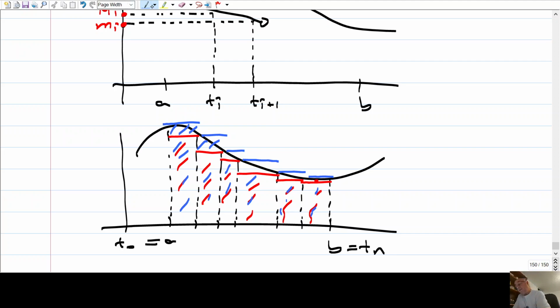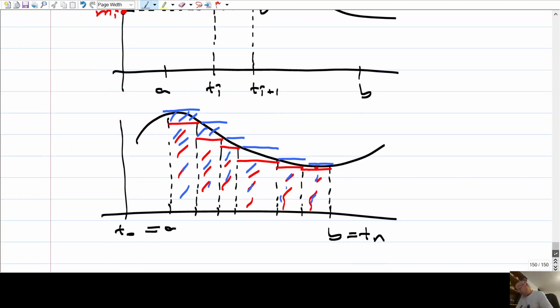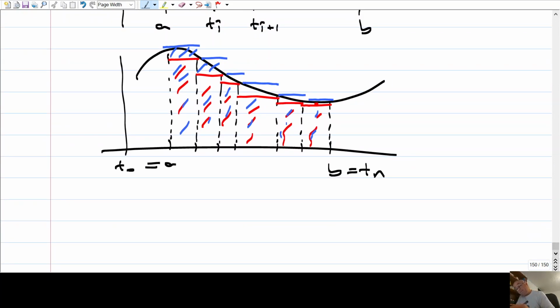All right, and when do we call a function integrable? Well, we call a function integrable if these upper sums and lower sums get closer and closer to each other. In the limiting case, if they are the same, then we say that the function is integrable, so that we may define the area under its graph. That's the definition, so recall that definition.